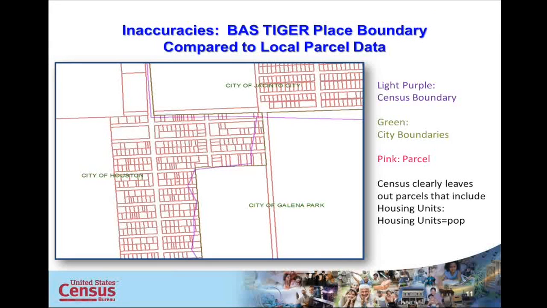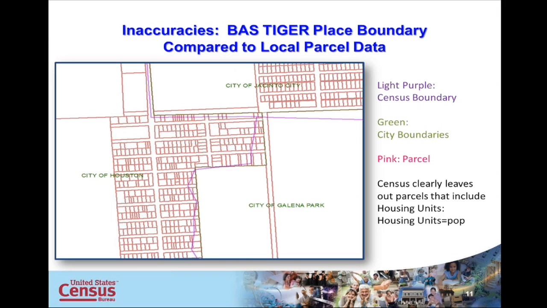So here's an example of inaccuracies. I hope you can see this. The pink boundary is what we have in TIGER. The green boundary is the city boundary, and the pink are the parcels for this particular place. And you can see that the TIGER boundary doesn't reflect the actual city boundary when you compare the BAS shapefile to the city boundary. And it's possible that for all of these parcels here that we're not including inside TIGER, if there are, I'm assuming, housing units on those parcels and the population associated with them, if we're leaving those out, you're not getting credit, if you want to call it that, for those housing units and the population associated with those parcels. And that's one of the things that we're looking at as part of the Boundary and Annexation Survey too.